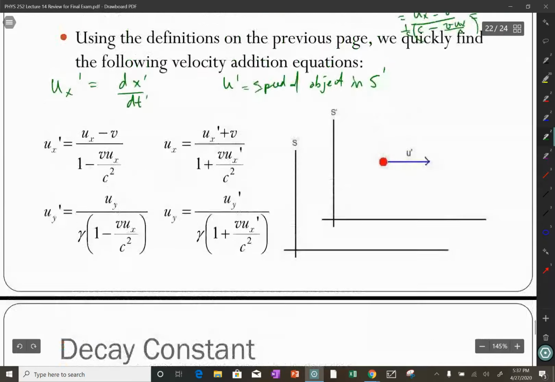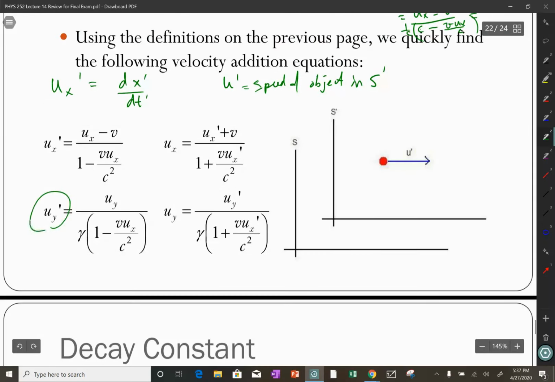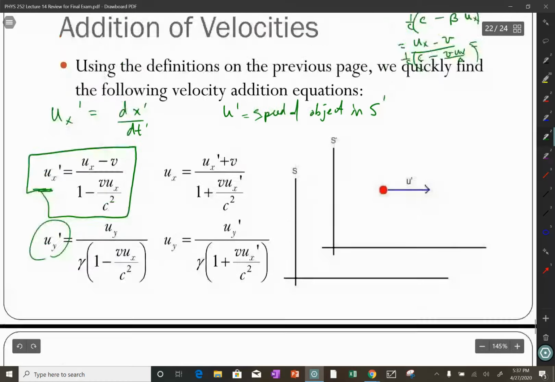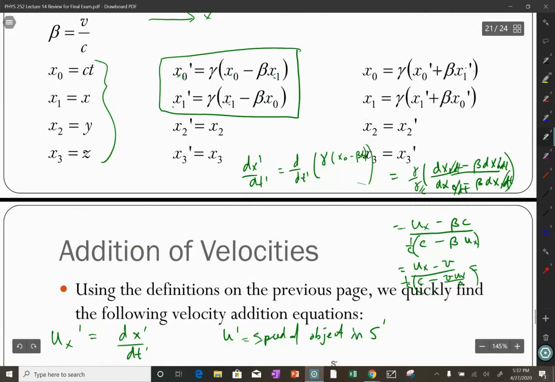And then we had perpendicular. This was parallel. This is what we had in general physics class. You should also be able to do the addition of velocities if you have a motion perpendicular to the direction of the relative speed, so in the y direction or z direction. And the only difference there is you're going to use like this one on top.